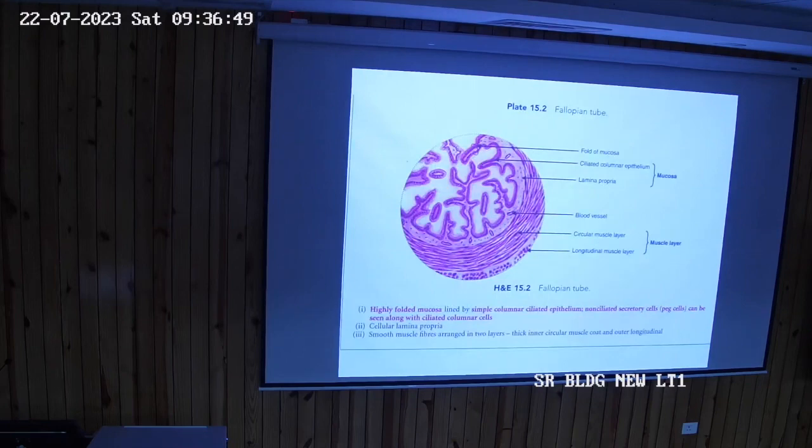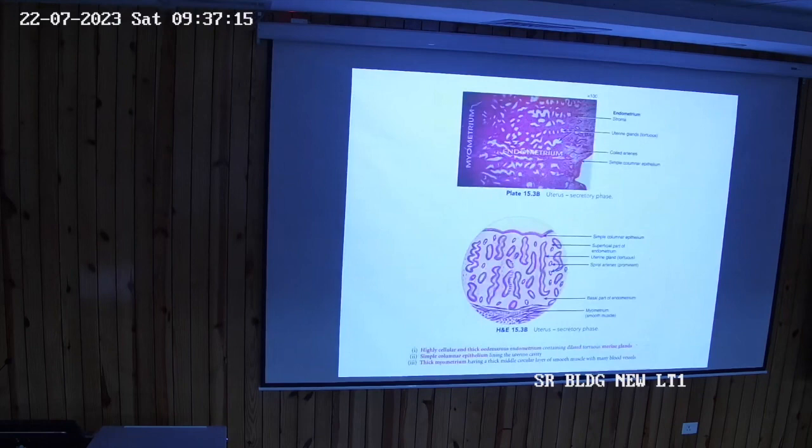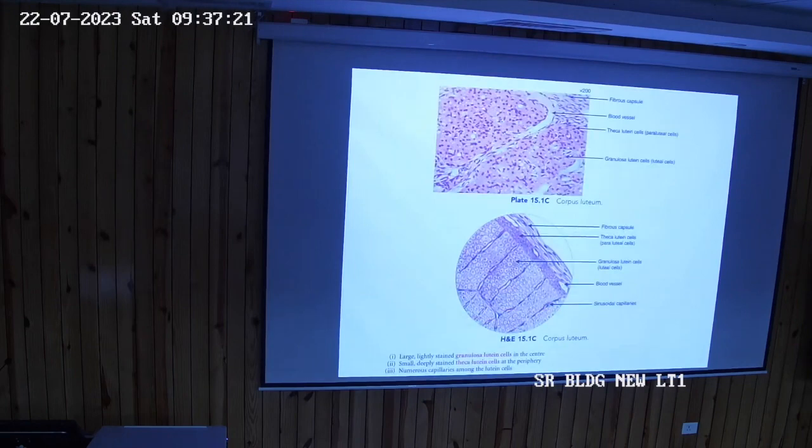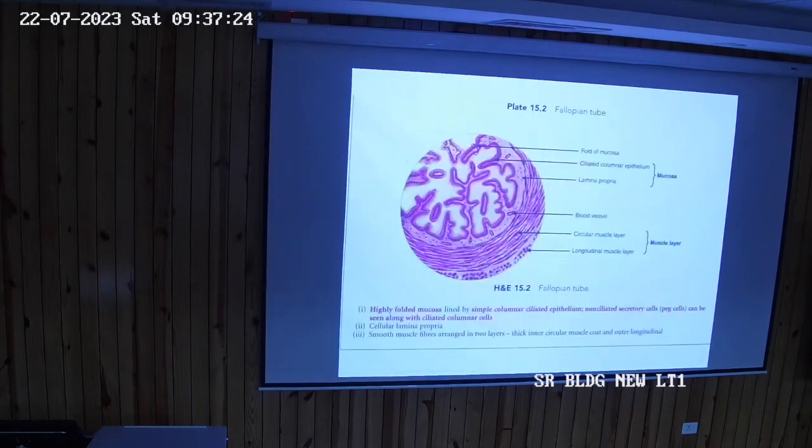Now come to the next part of the reproductive system. A pair of muscular tubes which are present on the superior surface of the broad ligament of uterus. Fallopian tube, as I told you in the first diagram. This fallopian tube has different parts. It is about 10 to 12 centimeters long.